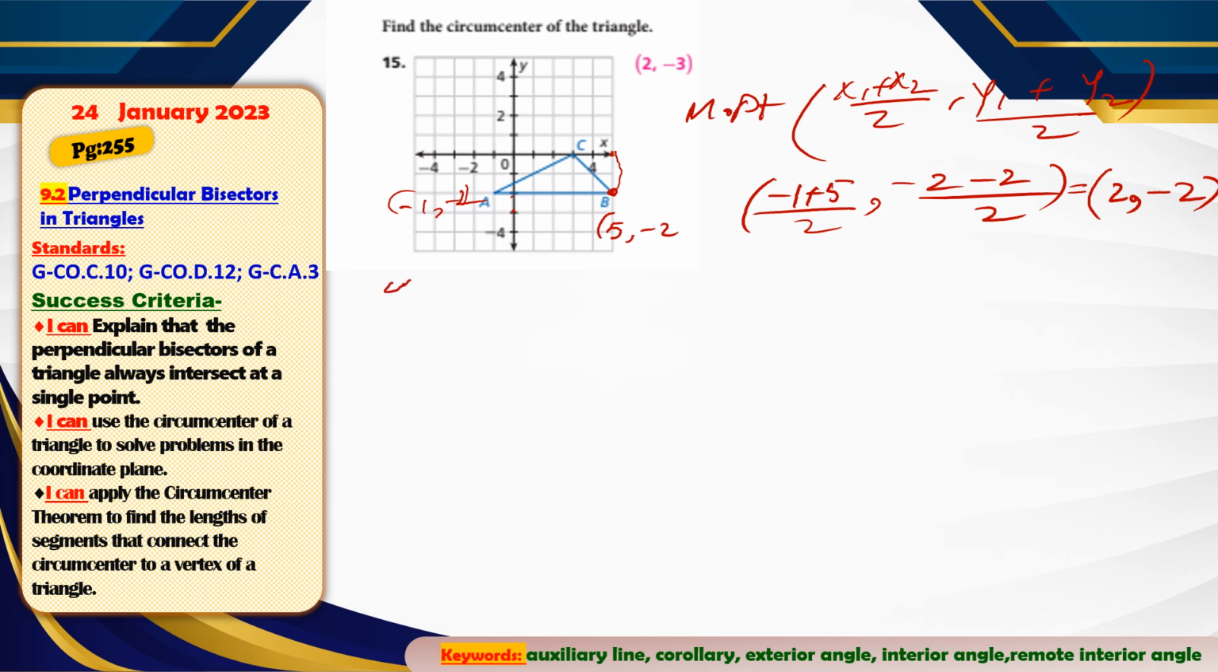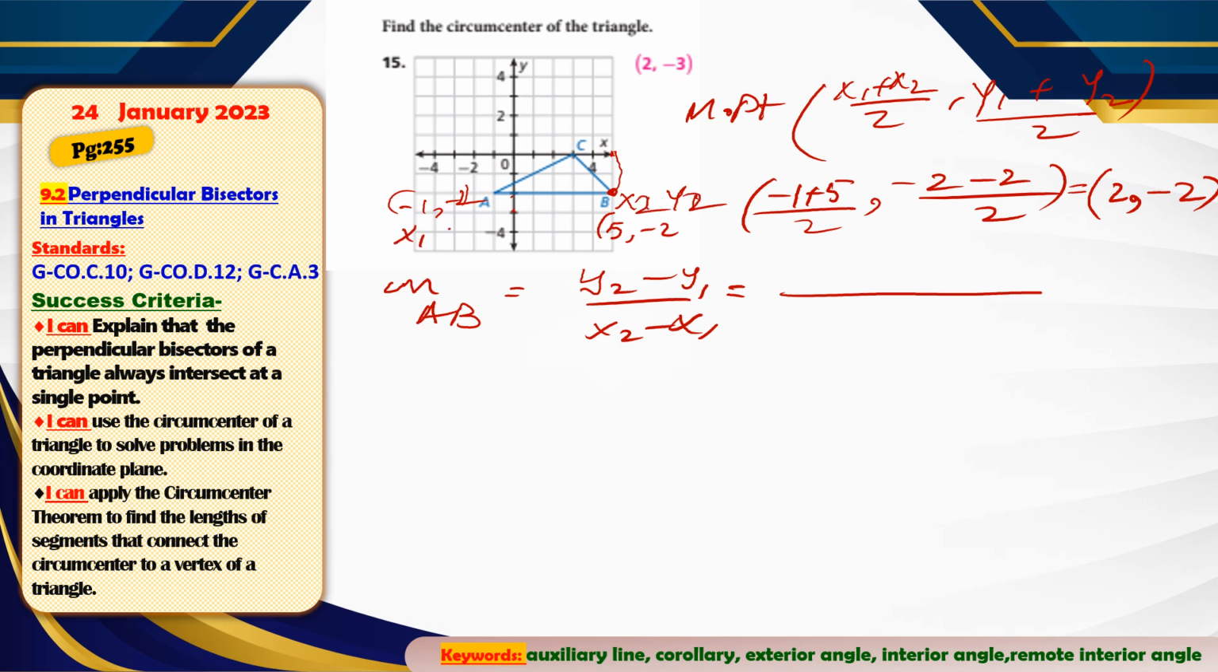Now I will find out the slope. I am finding the slope of AB. So what is the formula? y2 minus y1 over x2 minus x1. So this is x1 and y1, and these are x2 and y2. So y2 is -2 minus y1, which is -2. Minus minus gives me positive. x2 is 5 minus x1, which is -1. Negative negative gives me positive. So 0 over 6 gives me 0.